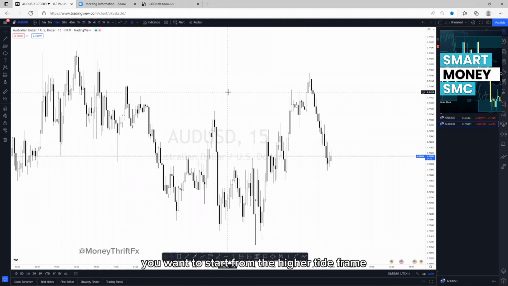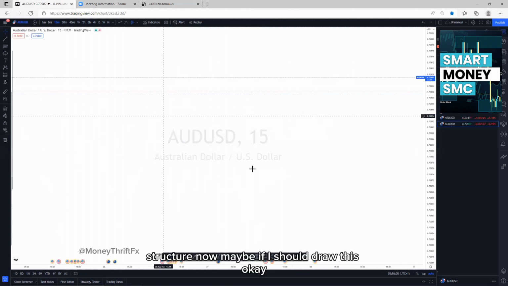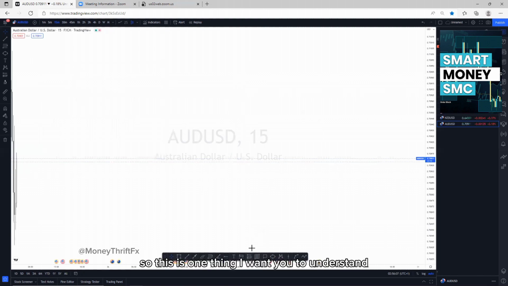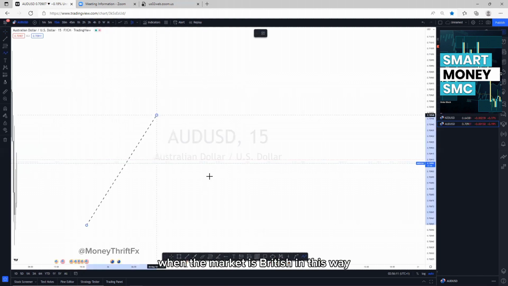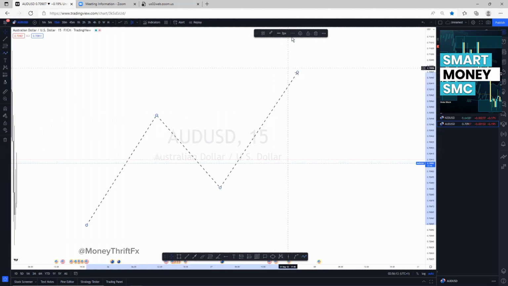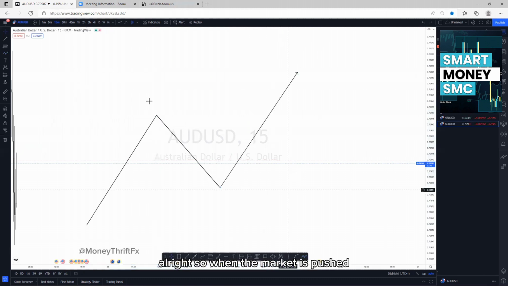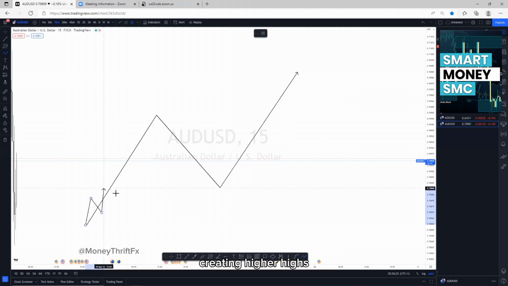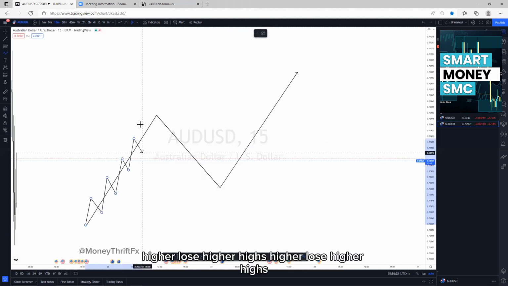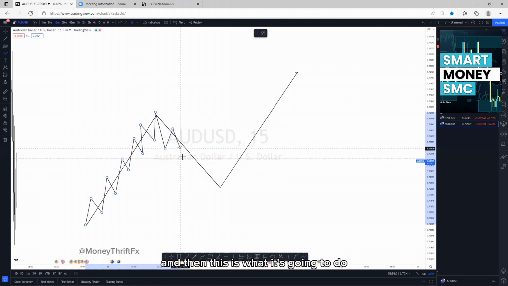You want to start from the higher time frame and progress slowly to the lower time frame, going down to the lower time frame in identifying structure and trend. Because when you look at structure, maybe if I draw this, this is one thing I want you to understand. For example, in a higher time frame, when the market is bullish in this way, let's assume this to be a daily time frame chart. On a lower time frame, you come to realize that the market is creating higher highs, higher lows, higher highs, higher lows, higher highs, higher lows. And this is what it's going to do.